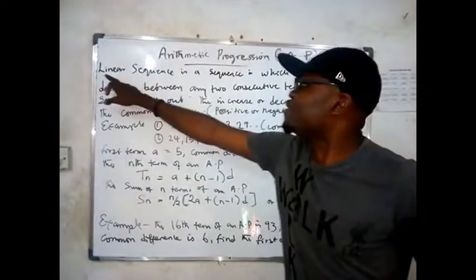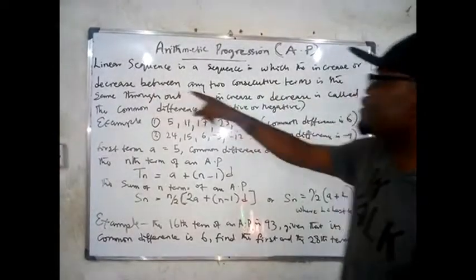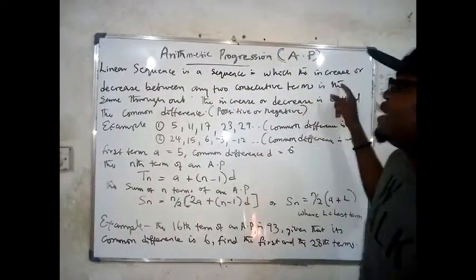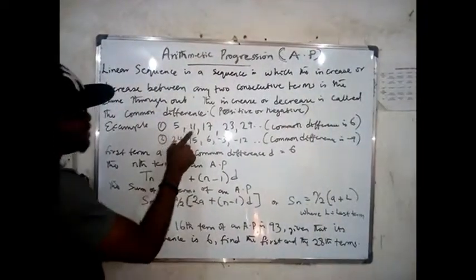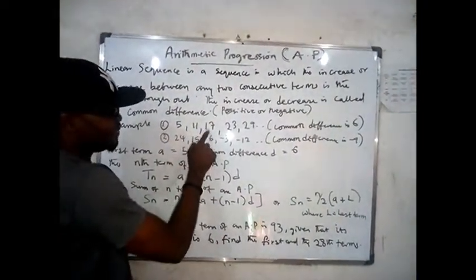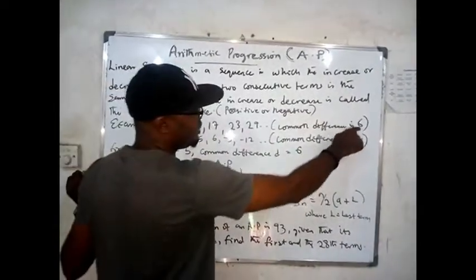So we say arithmetic progression AP can also be called what? Linear sequence. It is a sequence in which the increase or decrease between any two consecutive terms is the same throughout. The difference between this and this is the same as the difference between this and this, and the same as the difference between this and this. And that difference is known as what? Common difference, and is 6.